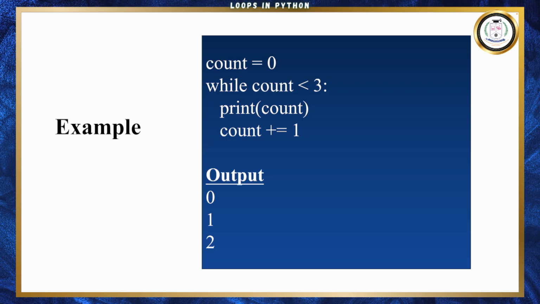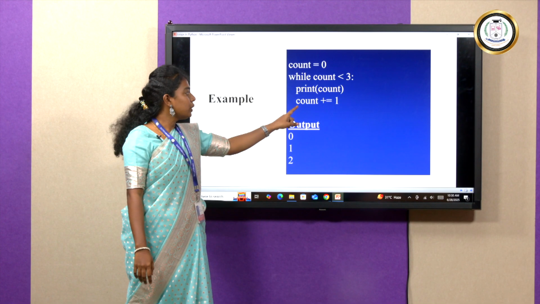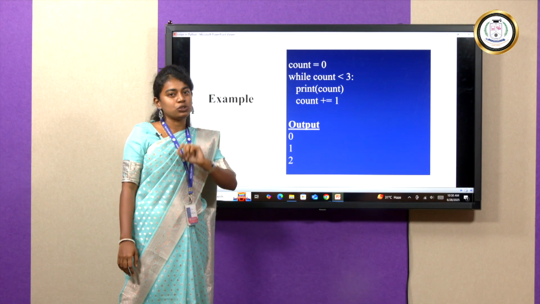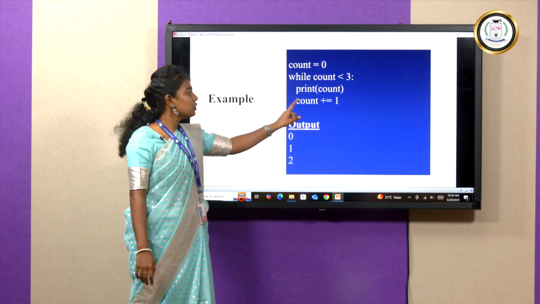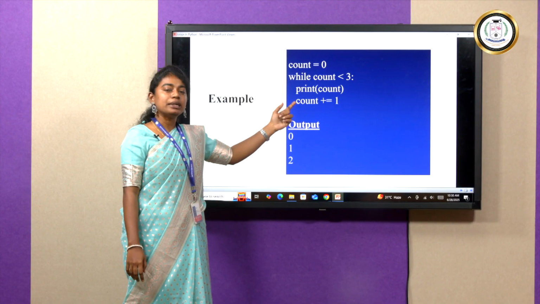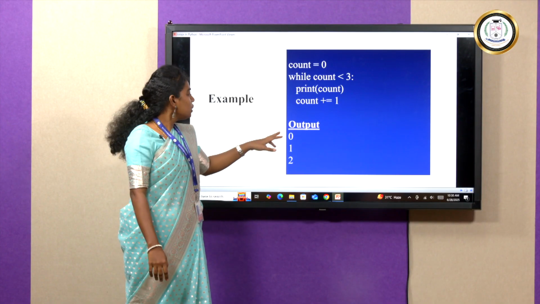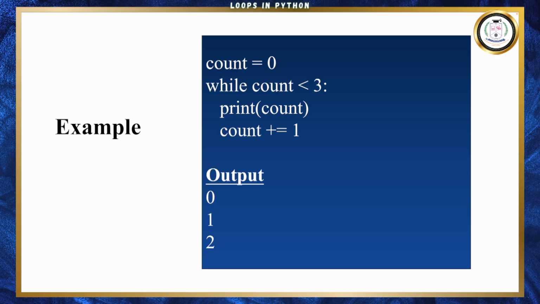And next I'm incrementing the value. Here you can type it as count is equal to count plus 1. I'm using a shorthand operator here, plus equal to 1. So it will increment the count value by 1. Now the count value becomes 1. So 1 is lesser than 3. The condition is true. It will print the next element, which is 1.